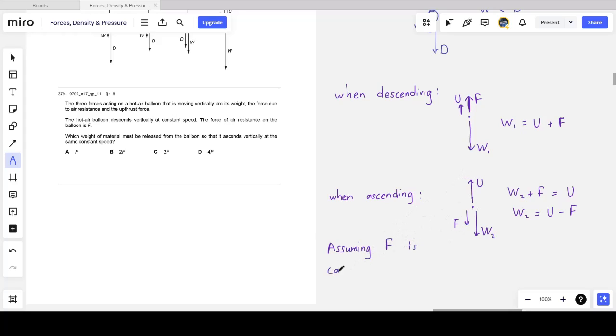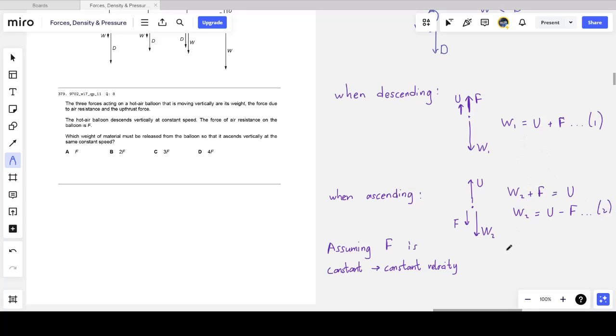And I'm assuming that F is the same because the balloon is moving at constant velocity. So whether the balloon is moving up or moving down, if I can assume that the balloon has a uniform shape, then the air resistance will be the same if it's moving at constant speed up and constant speed down, and the speed is the same constant speed. So let me label my two equations 1 and 2.